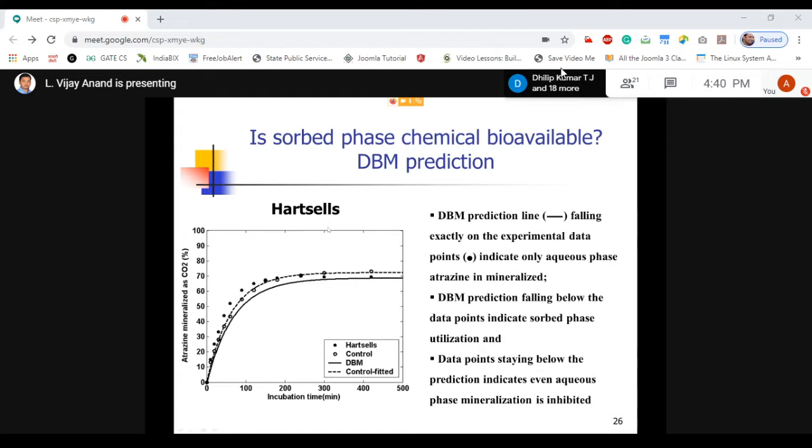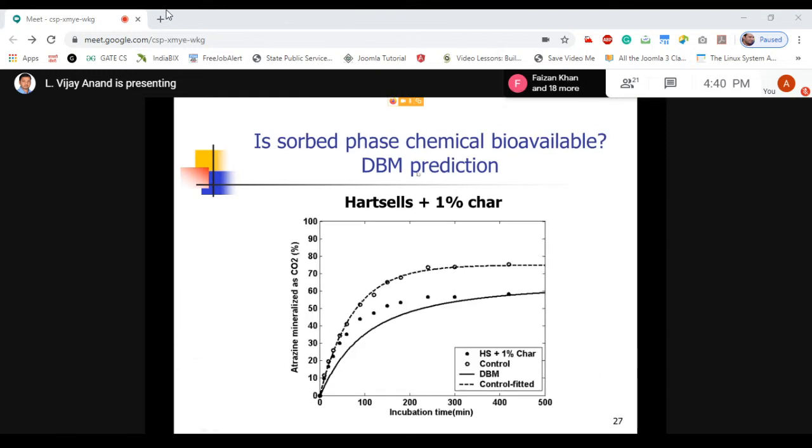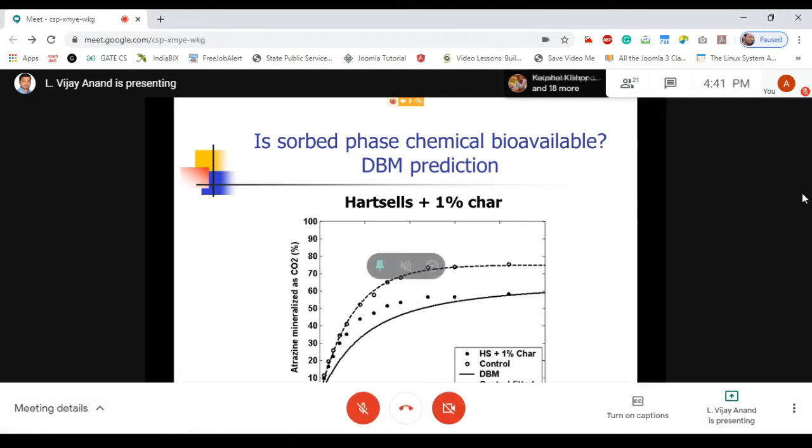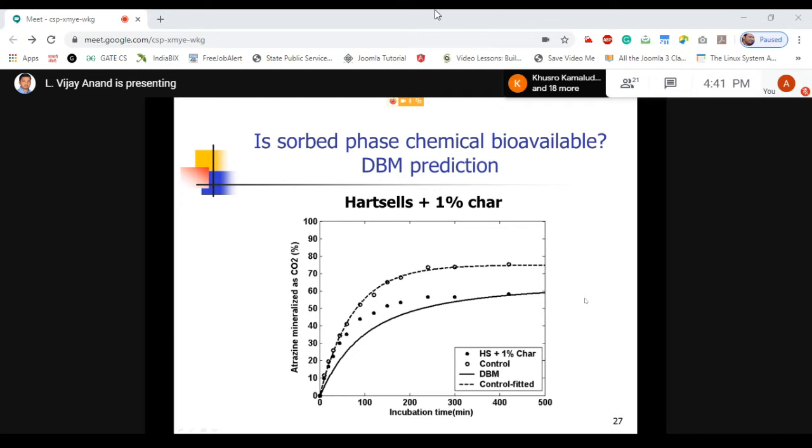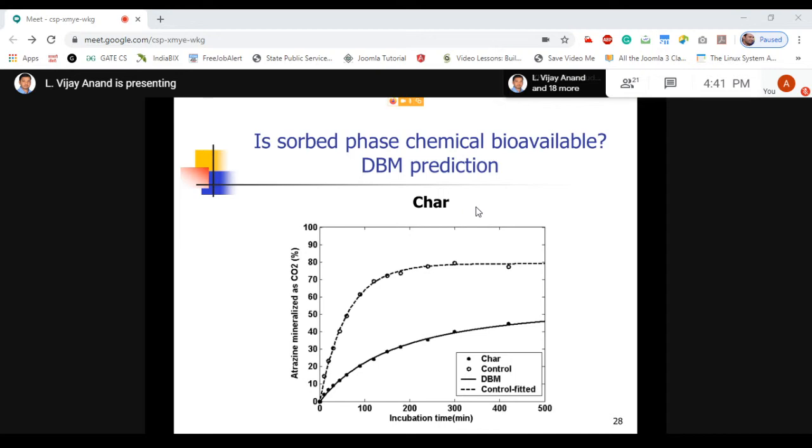So looking at the degradation in the soil, the Hartsell soil, we can see there is mineralization happening beyond what is expected from the slurry phase. So there is sorbed phase degradation indicated by this prediction. If you look at soil plus 1% char, even here we see the solid black dots staying above the prediction line, indicating there is sorbed phase degradation in soil and soil-amended char systems. Whereas in this char alone system, the prediction line exactly matches the experimental data points, indicating that degradation of the sorbed phase chemical is not happening in char alone systems.